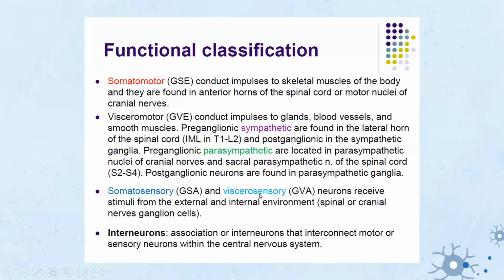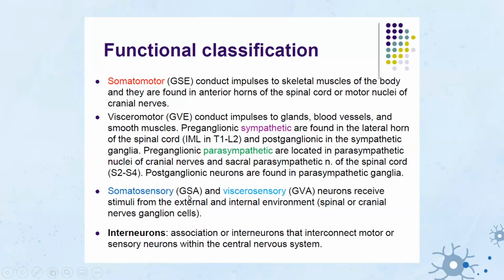Somatosensory and viscerosensory. Why are they called sensory? Because the impulses are conducted from the organ to the central nervous system. This is why they're called afferent. Afferent and efferent: afferent means towards the central nervous system, it takes the impulses to the central nervous system, and efferent is from the central nervous system to the body organs.